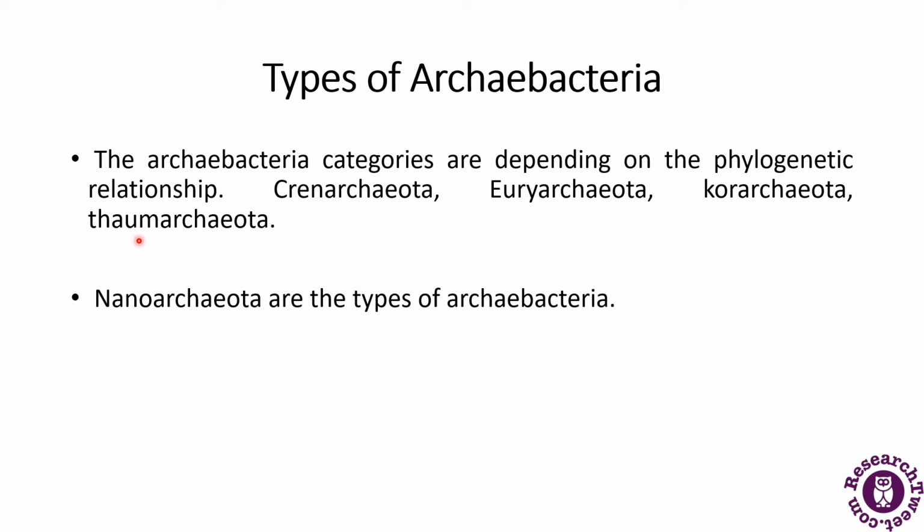The next is Thaumarchaeota. These include archaea that oxidize ammonia. So this is the last one, and then the Nanoarchaeota. It is an obligate symbiote of archaea belonging to the genus Ignicoccus. So this is about the types of Archaebacteria.